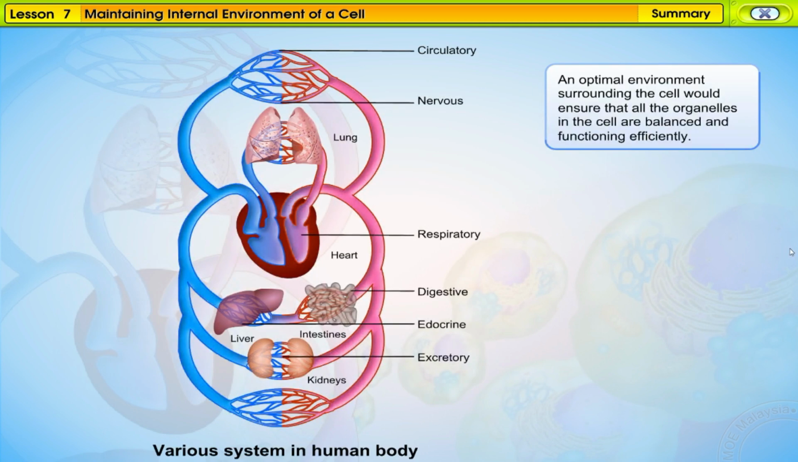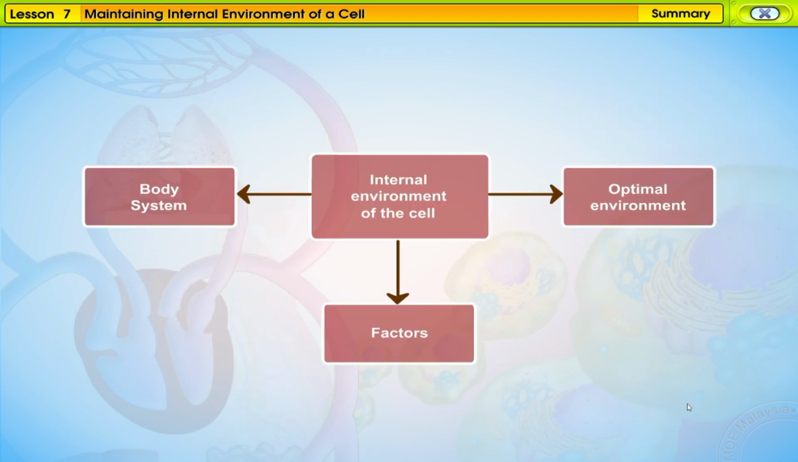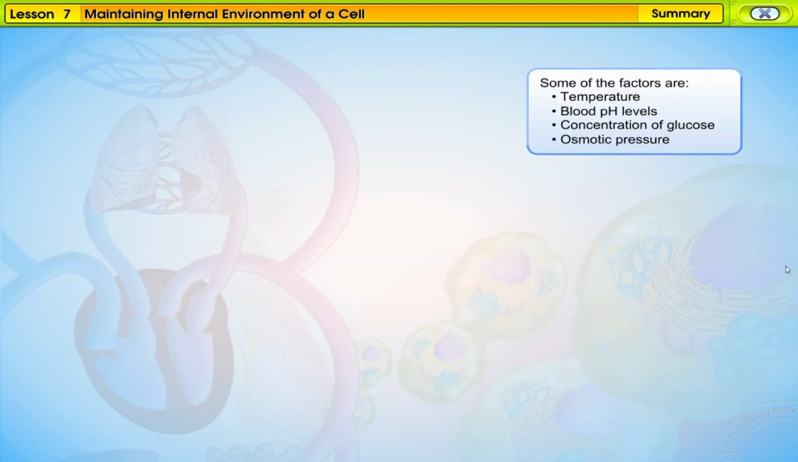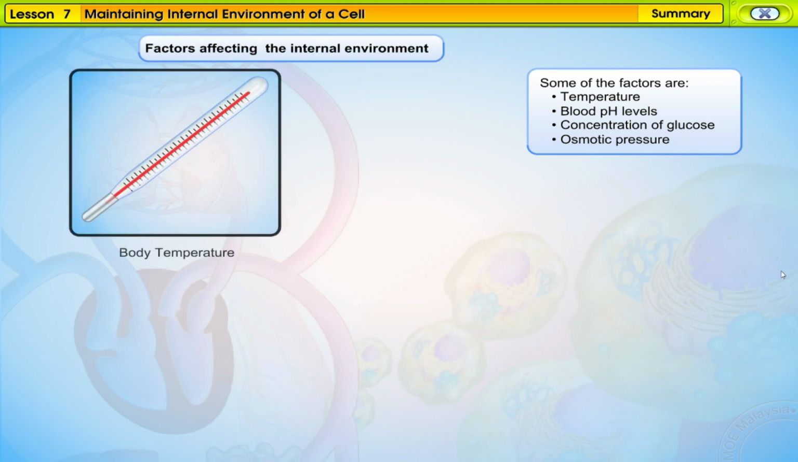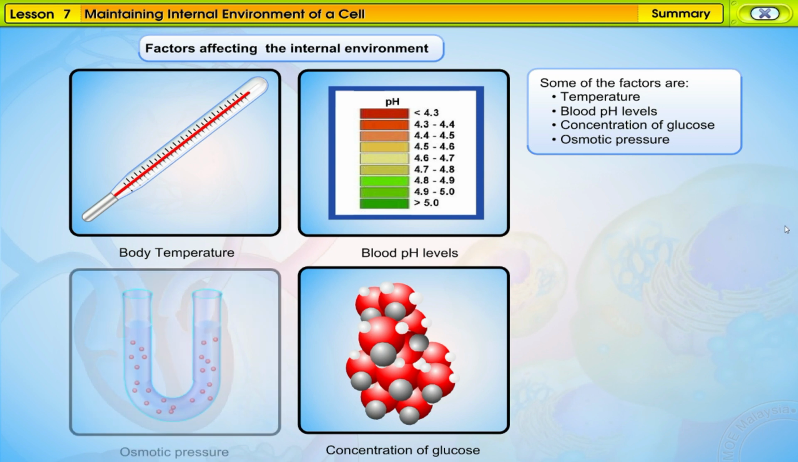An optimal environment surrounding the cell would ensure that all the organelles in the cell are balanced and functioning efficiently. A change in the environment would reduce the efficiency of the cell. There are many factors that can affect the internal environment, and some of the factors are body temperature, blood pH levels, concentration of glucose and osmotic pressure.